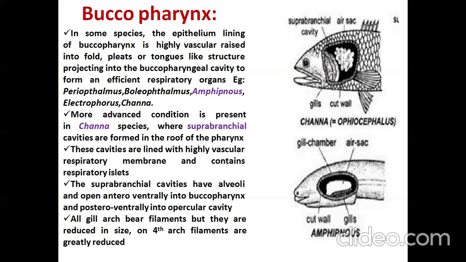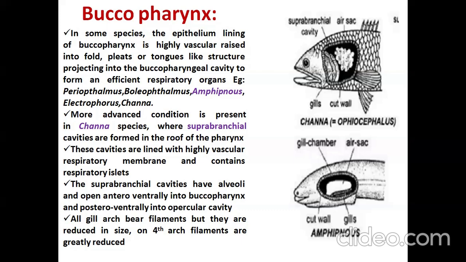This squared structure is what we call the vascularized membrane, and it has the islets. Here you can see the cells which we call the islets, respiratory islets. And the suprabranchial cavities have alveoli and open anterior ventrally into the buccopharynx and posterior ventrally into the opercular cavity. So it opens into the opercular cavity at the posterior ventral region.